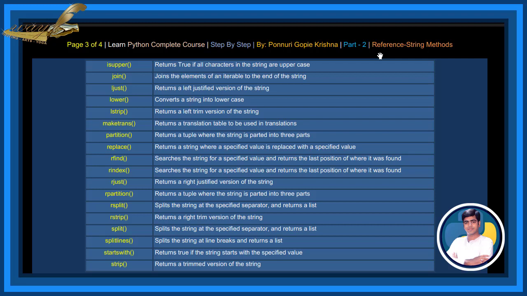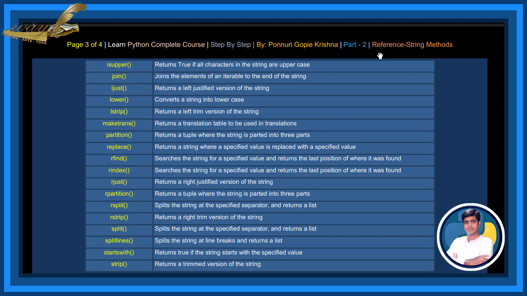Rindex method searches a string for a specified value and returns the last position of where it was found. Rjust method returns a right justified version of the string. Rpartition method returns a tuple where the string is parted into three parts. Rsplit method splits the string at the specified separator and returns a list.